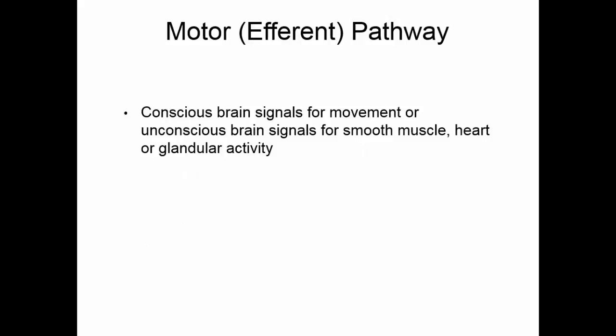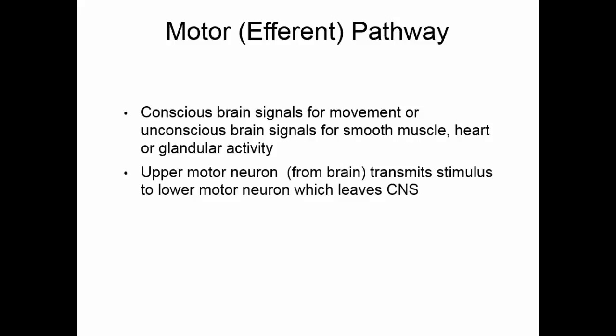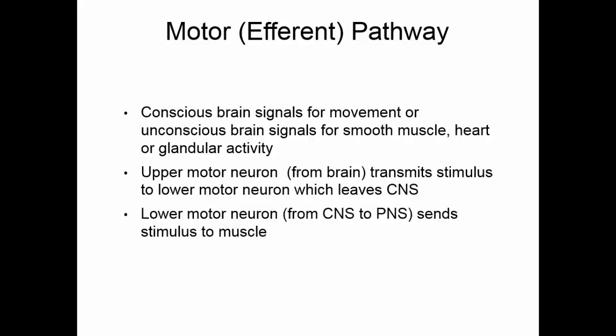The motor or efferent pathway is when our conscious brain signals for movement or our unconscious brain signals for some sort of smooth muscle activity, heart muscle activity, or glandular activity. This starts with an upper motor neuron. This is inside the brain, and it will transmit the stimulus to a lower motor neuron. The lower motor neuron will leave the central nervous system. The lower motor neuron from the central nervous system to the peripheral nervous system takes the message to the muscle or the gland that needs to be activated. That activated muscle or gland then responds to the stimulus.